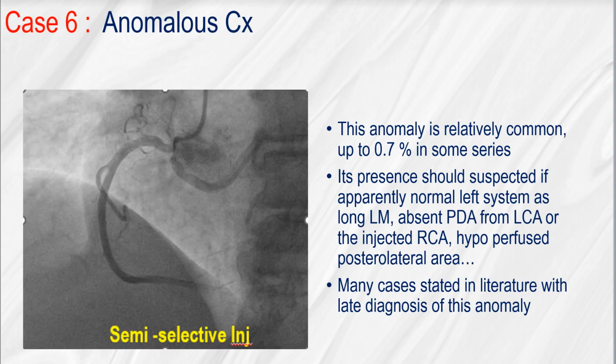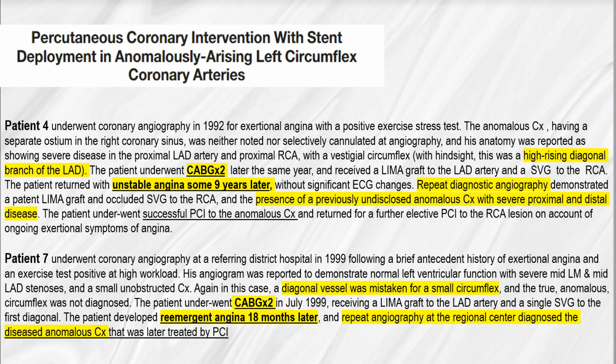This anomaly is relatively common, up to 0.7% in some series. Its presence should be suspected if there is an apparently normal left system, such as a long left main, absent PDA from the left or the injected right coronary artery, or a hypoperfused posterolateral wall. Many cases of missed anomalous CX are stated in the literature. In this series, anomalous CX was diagnosed 9 years after CABG, and in the other case, it was diagnosed 18 months after CABG, followed by PCI to the anomalous CX.